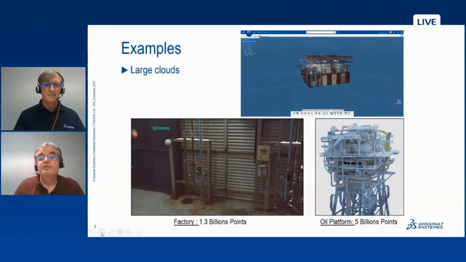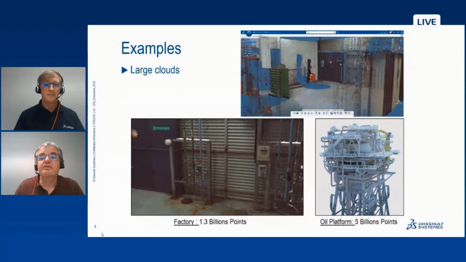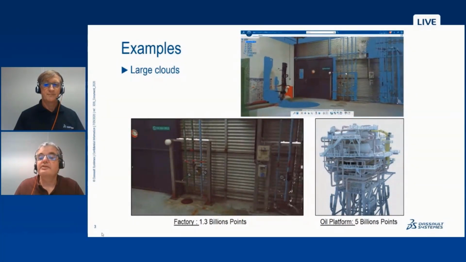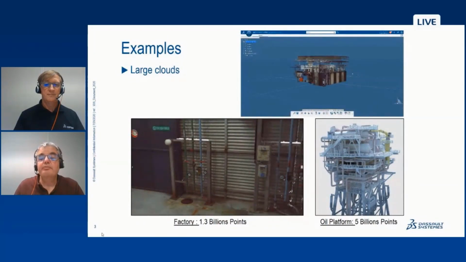Okay, so examples. We have some examples here of large clouds. You see in the top right window an example of a workshop. It's a welding workshop in a factory in France. You see the possibility to navigate, and you see that this is a cloud of points, but if the definition is sufficient, you have the possibility to be exactly as if you were walking inside the building.